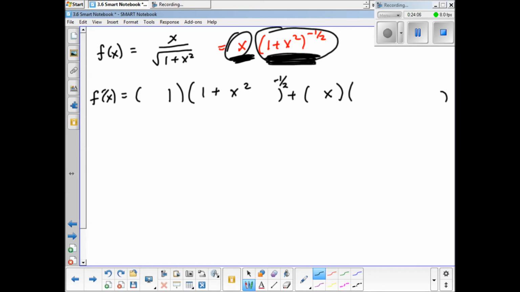Okay, now we're doing the chain rule, right? So bring down the negative 1/2. The 1 plus x squared now has the power negative 3/2. And we multiply by the derivative of the inside, which is 2x. 1 plus x squared has derivative 2x. Okay, let's clean this up real quick. I will stick with power notation rather than radicals. So this is going to be 1 over 1 plus x squared to the half.